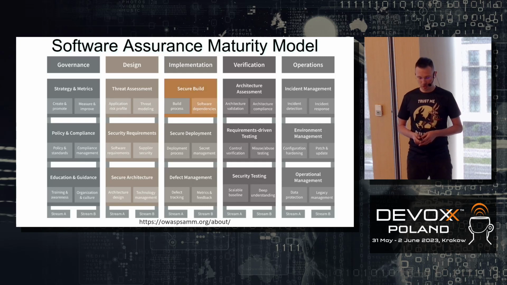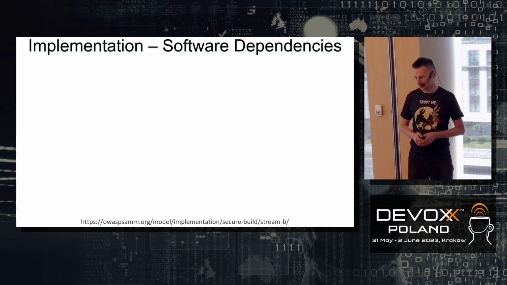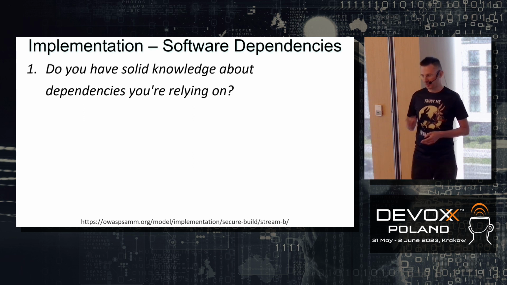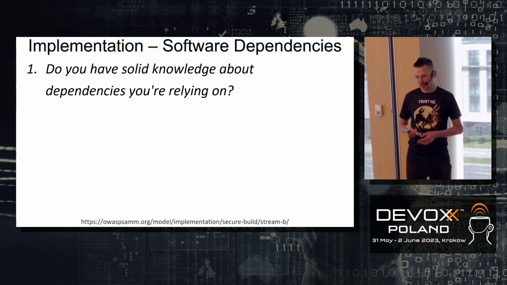Let's have a look at one more: software dependencies. Level 1 requires a solid knowledge about dependencies. That means implementation of a software bill of materials, which is a report that shows you the list of dependencies that you use in the projects with their versions.